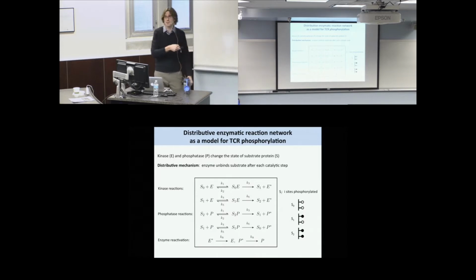This is inside of the T cell? Yes, that's correct. So this is what's happening just on the inside of the T cell membrane.